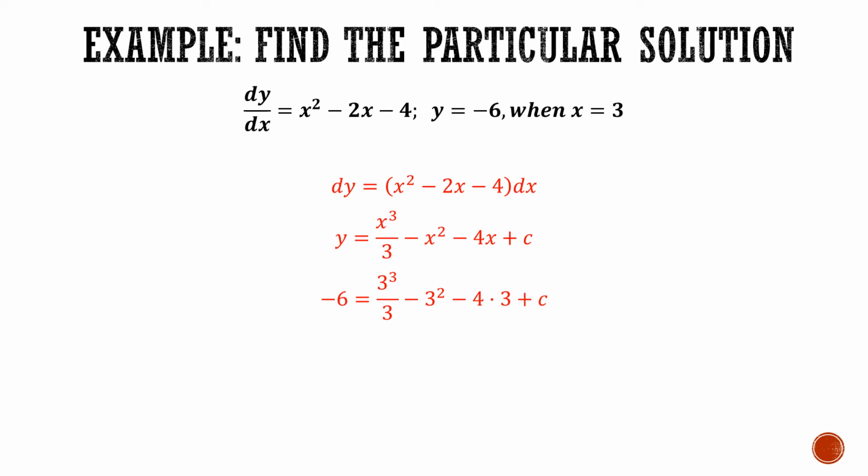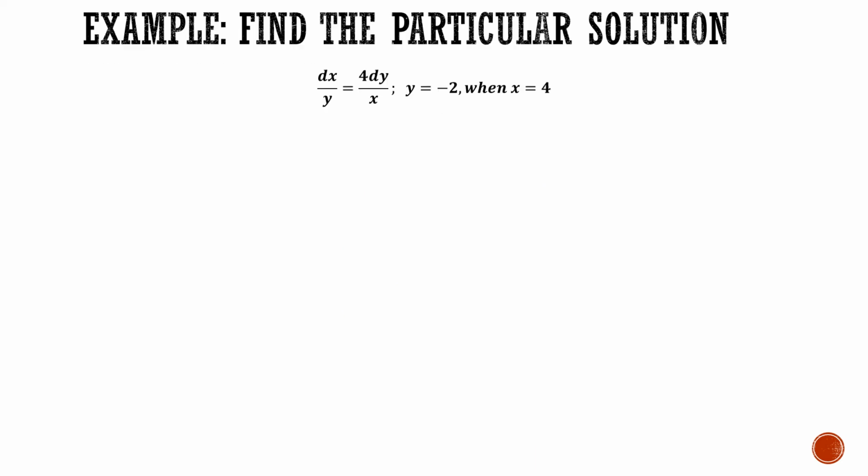All right, so once I get that plugged in, I'm simply going to simplify this out, and I get -6 equals -12 plus c, or c equals 6. Now plugging that c back into my problem, I'm going to end up with y equals x cubed over 3 minus x squared minus 4x plus my c, which is 6.